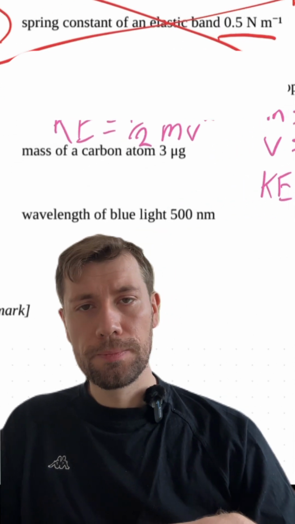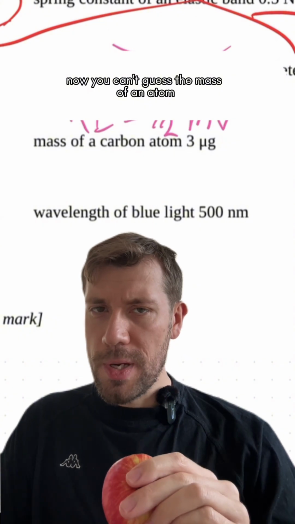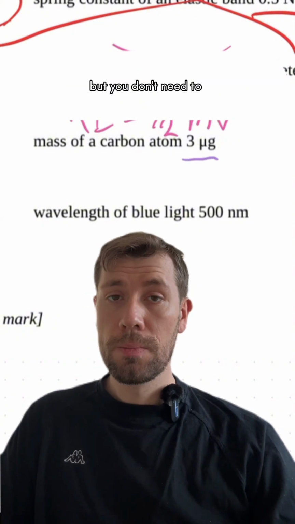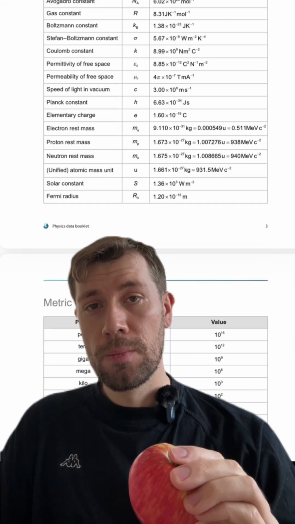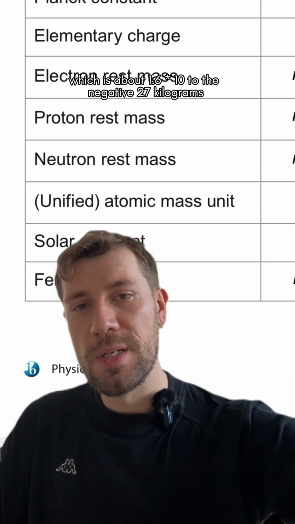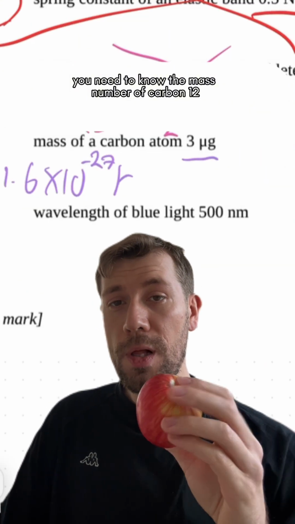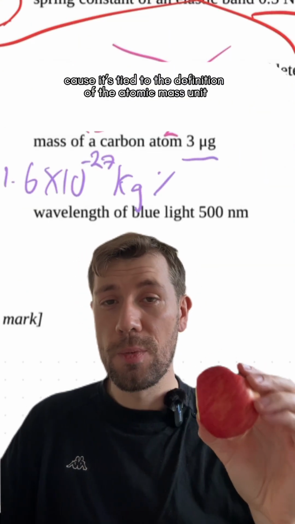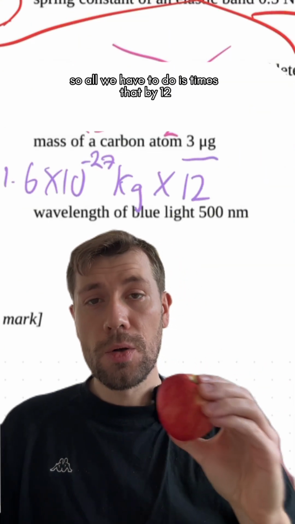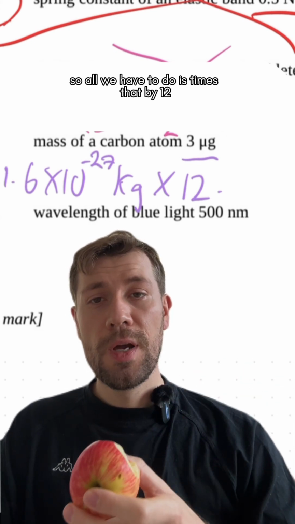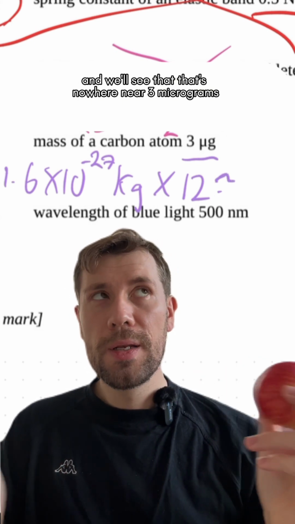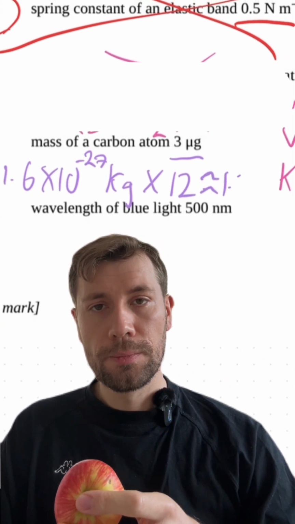Let's look at C. Now, you can't guess the mass of an atom, but you don't need to. Our formula booklet tells us the atomic mass unit, which is about 1.6 times 10 to the negative 27 kilograms. You need to know the mass number of carbon-12 because it's tied to the definition of the atomic mass unit. So all we have to do is times that by 12, and we'll see that that's nowhere near 3 micrograms.